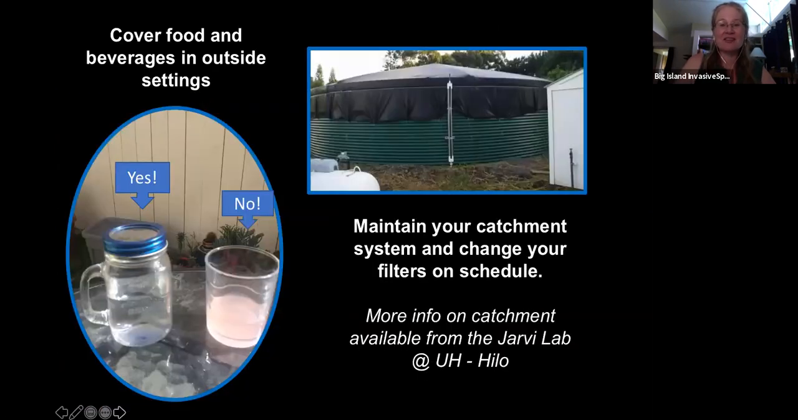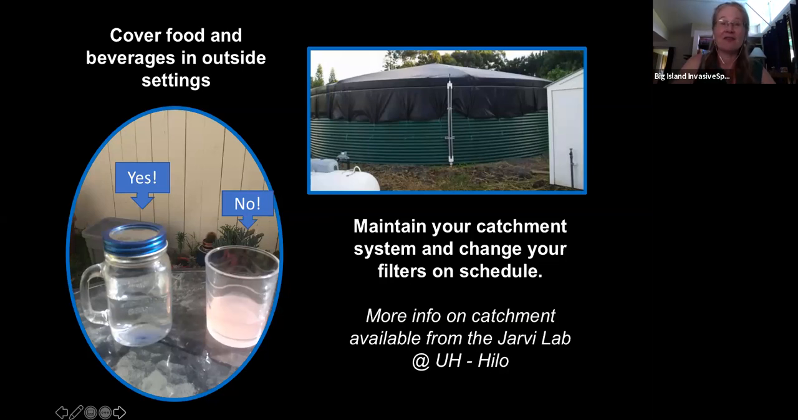Semi-slugs in particular will get into even the most tightly capped catchment tank. They're pretty amazing at what they can do. And again, this isn't the best example, this picture over here, because a clear liquid, if it had a slug in it, you'd see it. But if you're drinking a beer, especially in a dark bottle or something, these guys are fast. You have to be really careful. If it's evening and you put down a mug of beer or something, you could end up with a slug on the bottom.